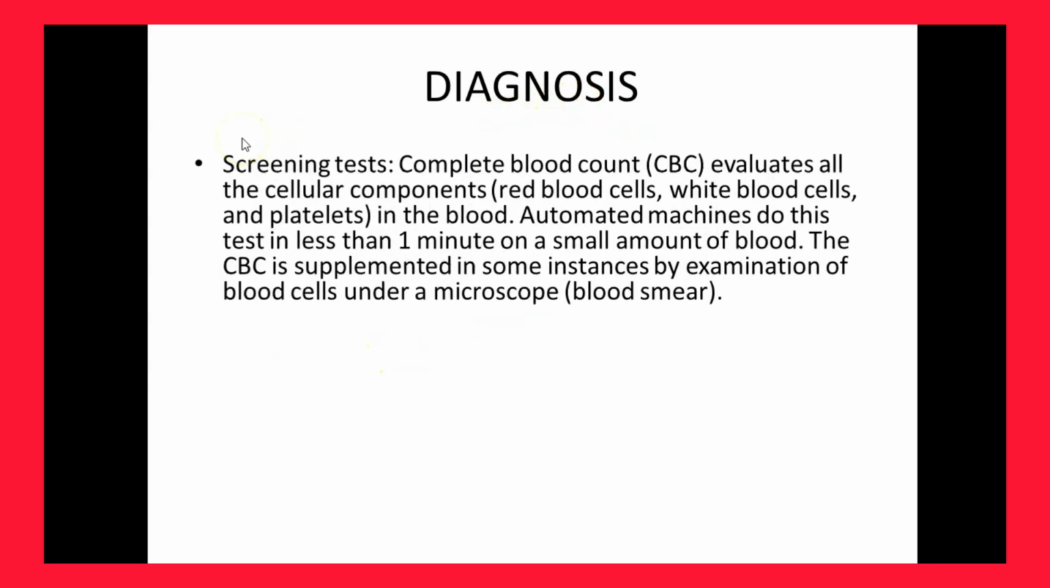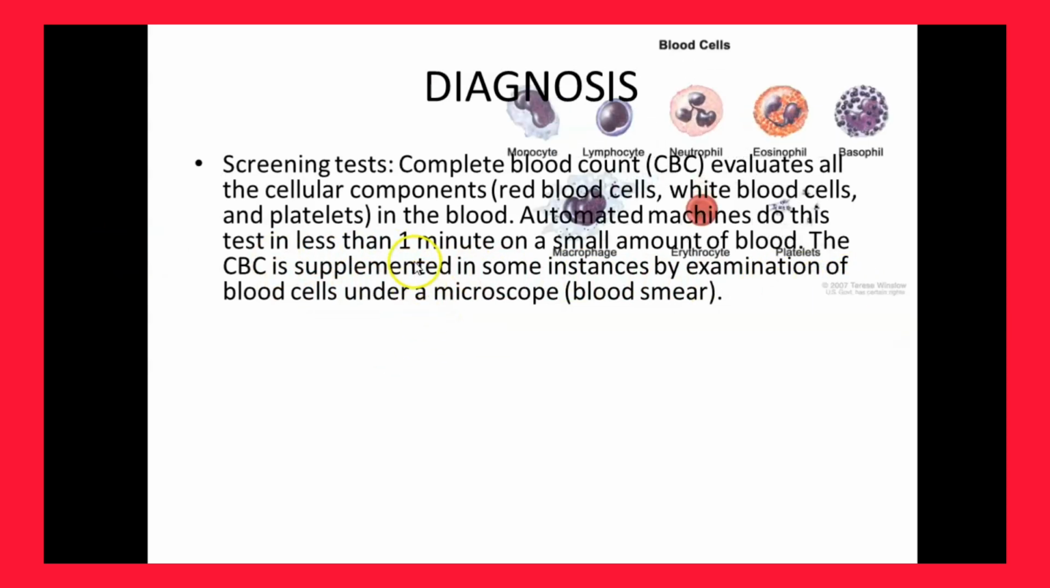For the diagnosis in the lab, you will start with the screening test, the CBC, that's complete blood count, evaluating all the cellular components, that is white blood cells, platelets, red blood cells, and what have you. The automation machine will do this in less than 1 minute on a small scale.